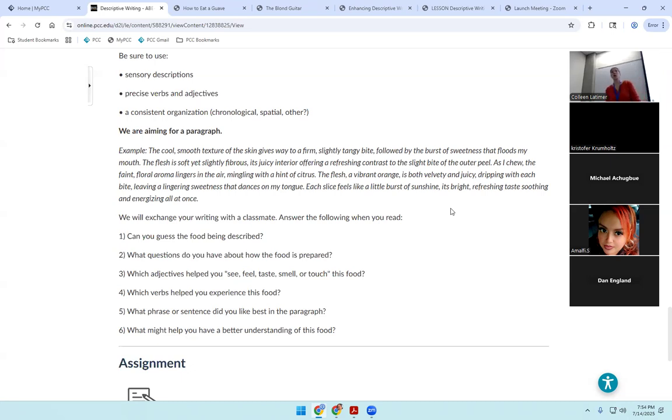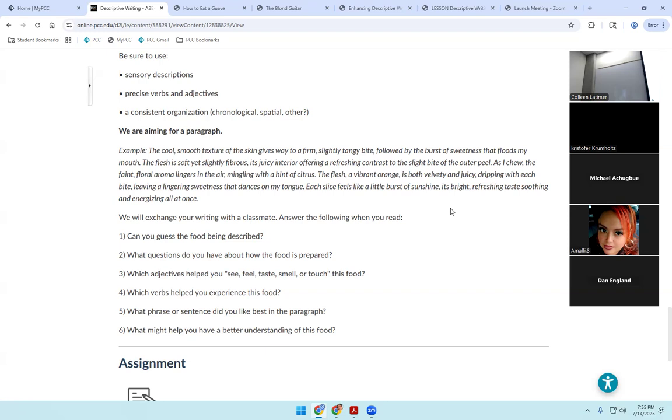Okay, so you are going to write your own paragraph about a food that you like. Think about these things as you're writing because the people that you exchange it with are going to be reviewing based on these things. Can you guess what food's being described? What questions do you have about how it's prepared? Which adjectives help you see, feel, taste, smell, and touch this food? What phrase or sentence did you like best in this paragraph? Which verbs help you experience the food? What might help you have a better understanding?